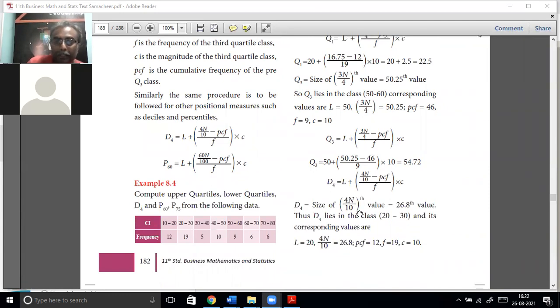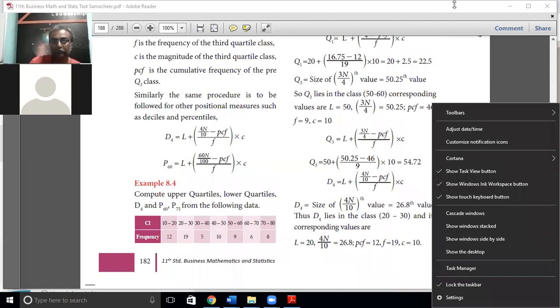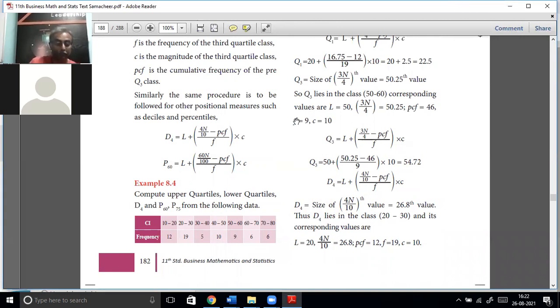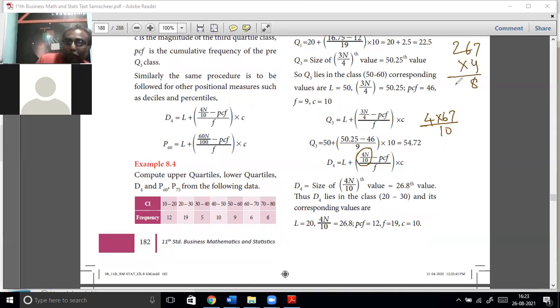Now he is trying to do D4. D4 means 4n by 10. 4n by 10 you have to do differently. N is 67. So you're telling about the D4. Yeah, D4, you left that. So this becomes 4n by 10. Now what you have to find out? 4 into n, that is 67 by 10. 67 into 4 is how much? 268, so 26.8. So it is 26.8.